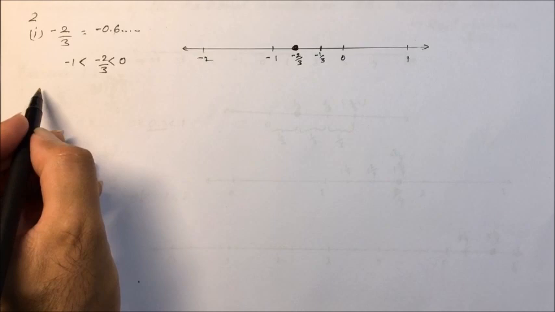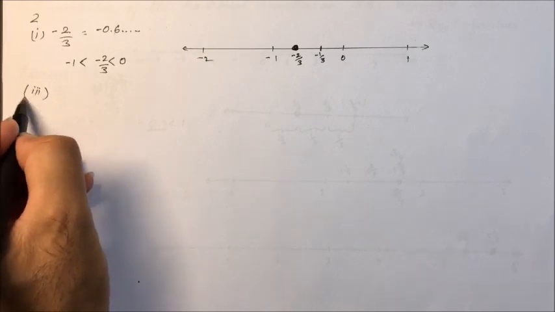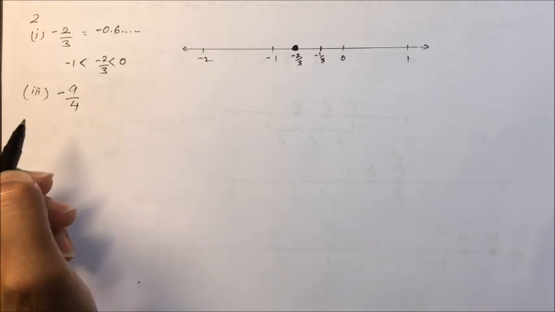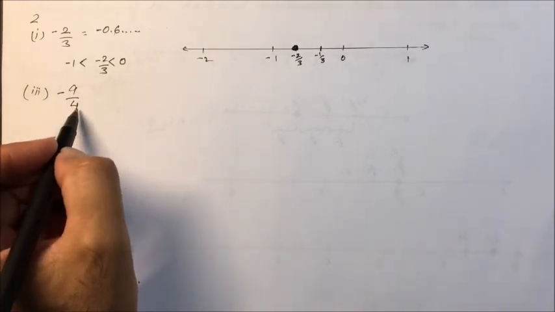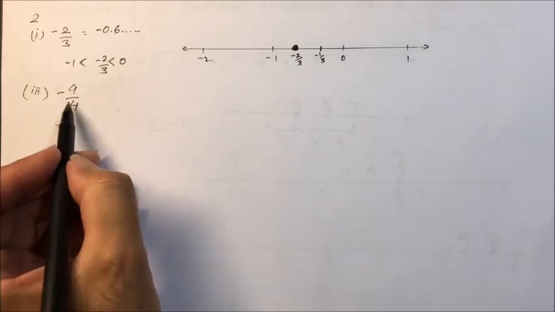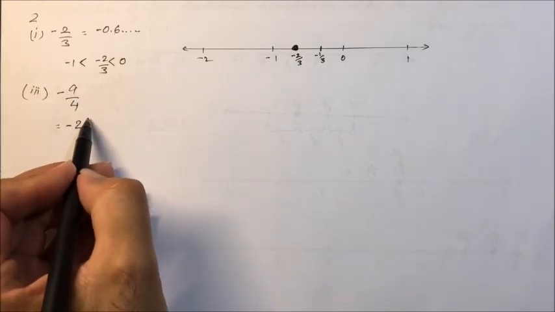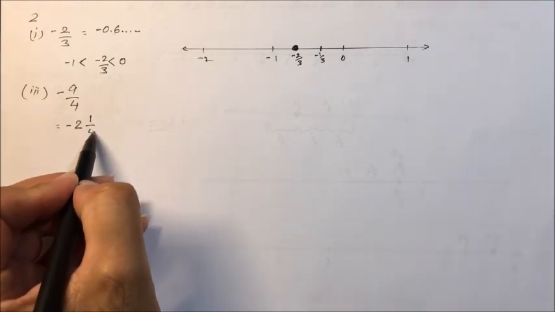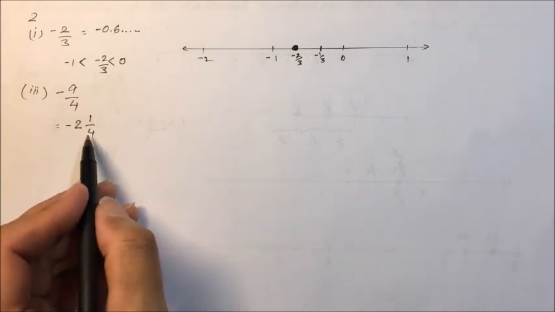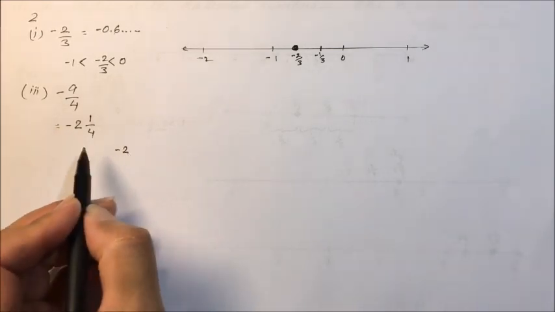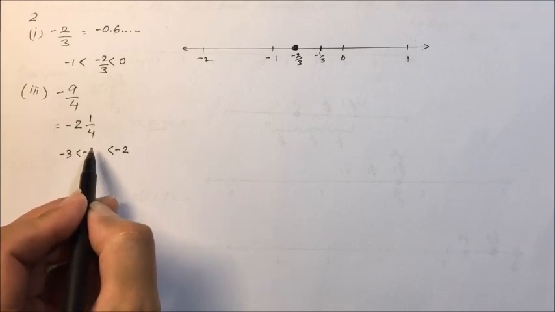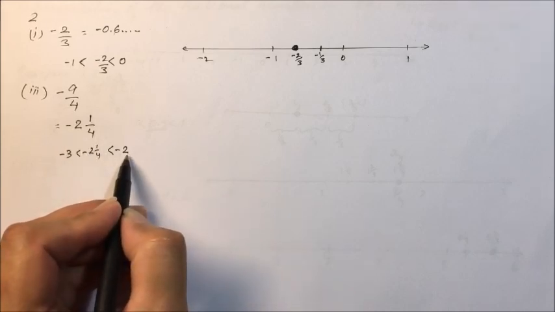Now the third one. Minus 9 by 4. We convert it into a mixed fraction. How much will it be? Minus sign, 4 twos are 8, so 2 and 1 by 4. It is minus 2, 1 by 4. So where will it lie? Minus 2, minus 3. It will lie between minus 3 and minus 2.